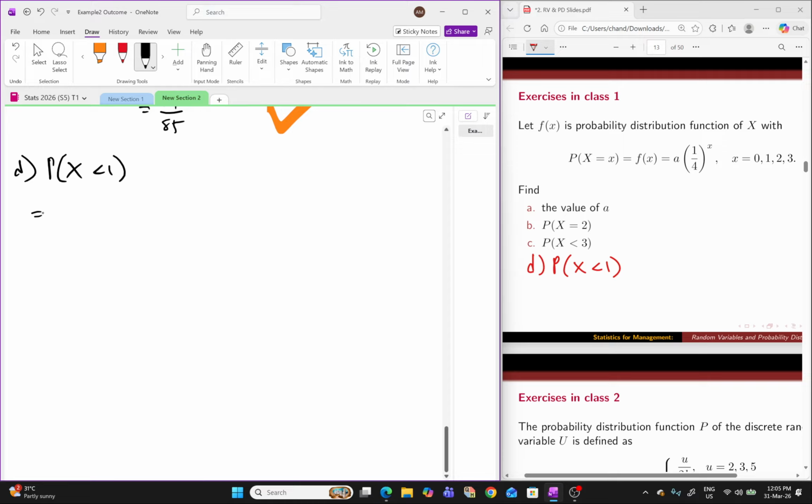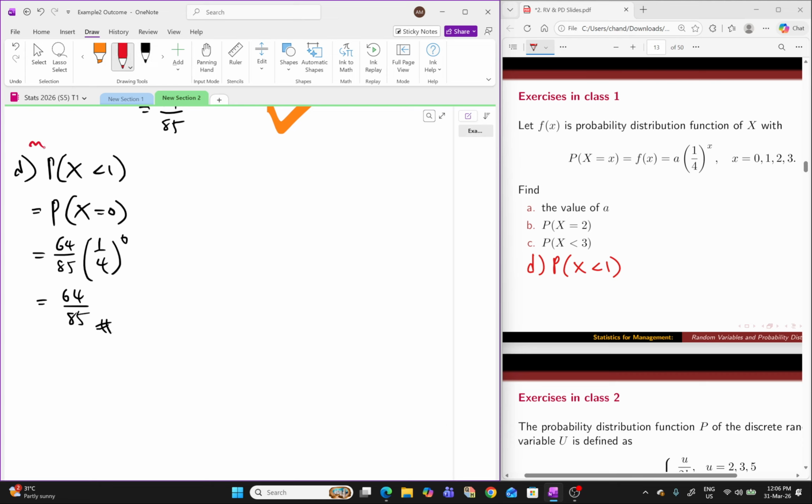For D, x less than 1 is x equal to 0. X equal to 0, that should be 64, 85, 1 over 4, 0, you will get 64, 85, that's it. This is method 1.